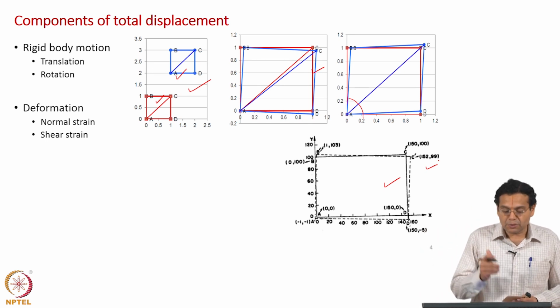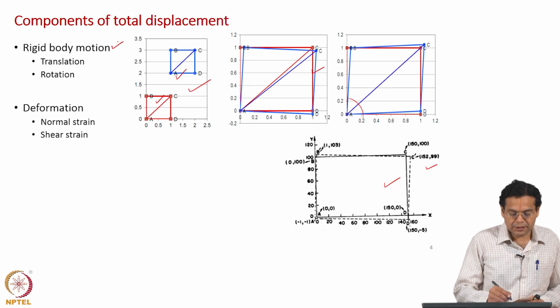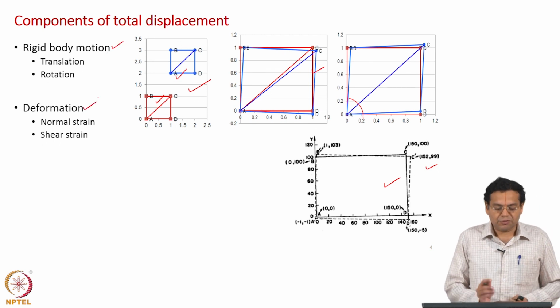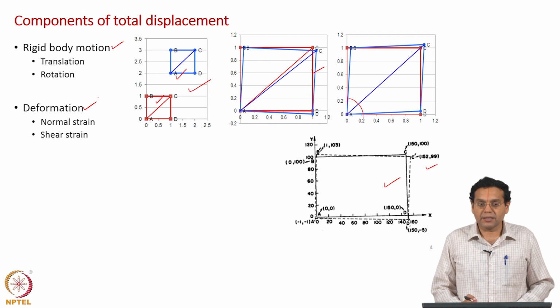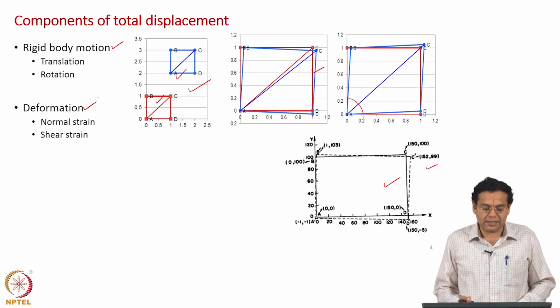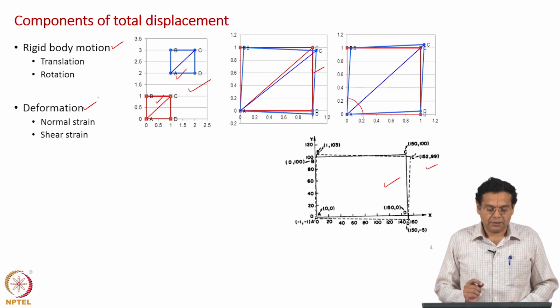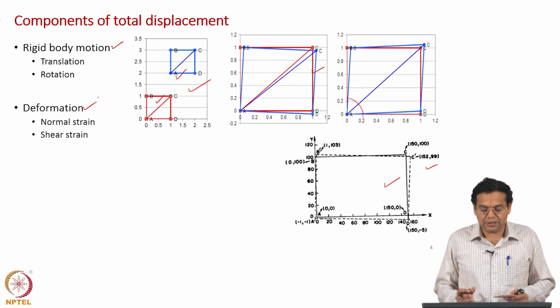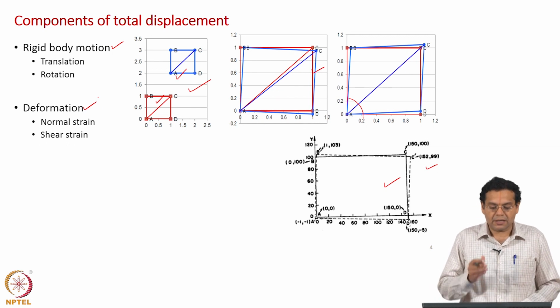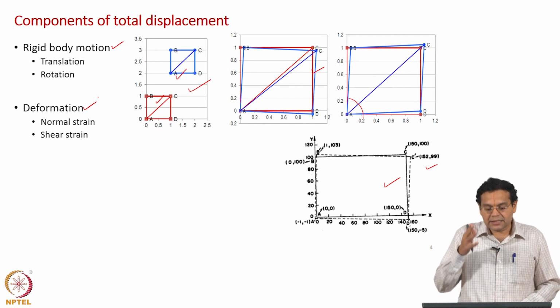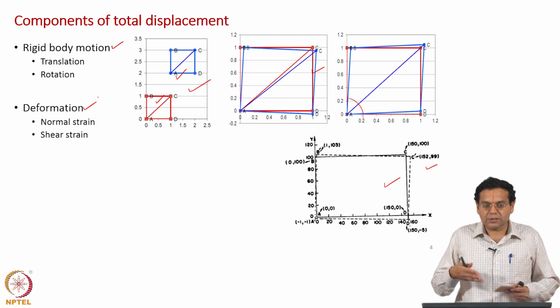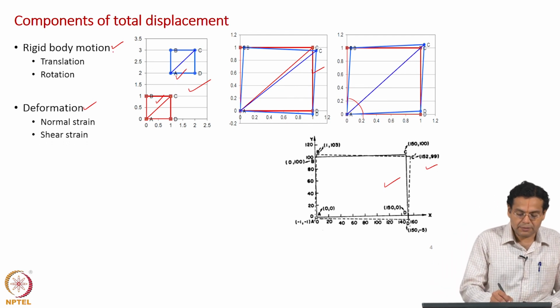Total displacement could be because of rigid body motion and deformation. So far we could not have been very formal in using this terminology, but in this lecture we have to be very precise and clearly mention what is rigid body motion and what is deformation. We are going to distinguish and separate these two, or in other words dissect the total displacement into its components. What are the components? Rigid body motion and then deformation.